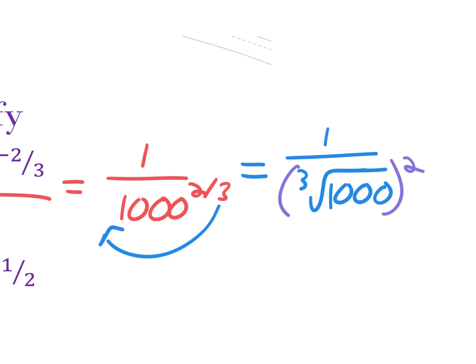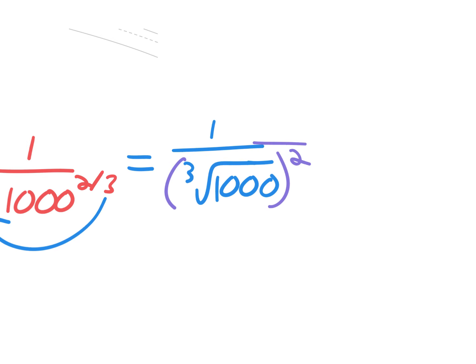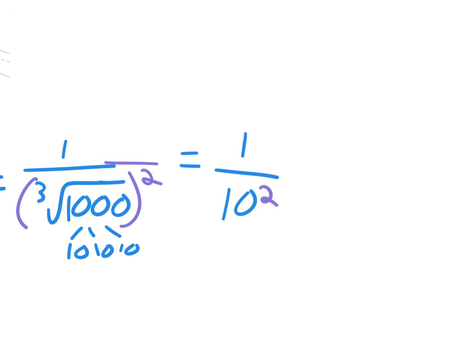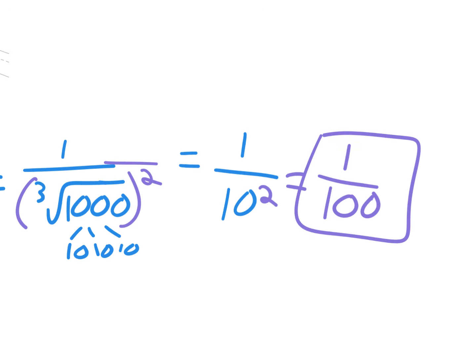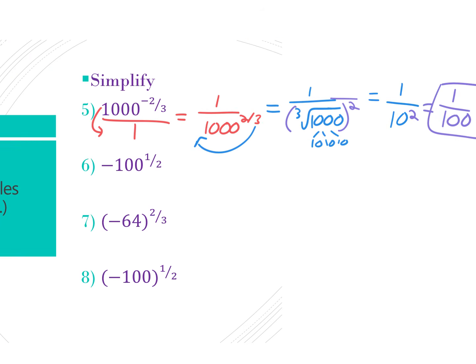to the second power. And then the cube root of 1,000, we see a whole bunch of zeros. Your brain should tell you, okay, tens, right? So we know that this is 10 times 10 times 10. So we get 1 over 10 to the power of 2, which is 1 over 100. Any issues there? Pretty good. Nice work, guys. Now let's explore 6 and 8.